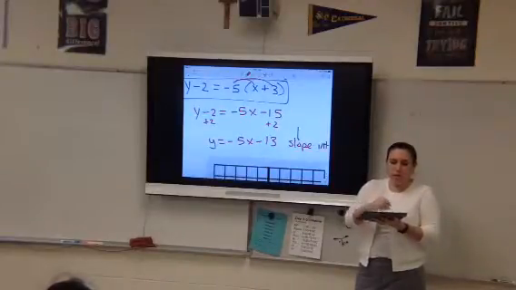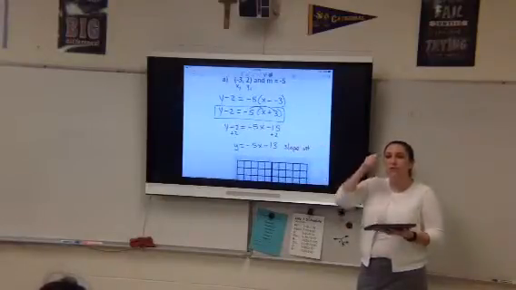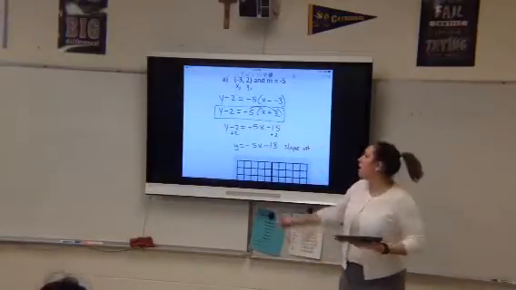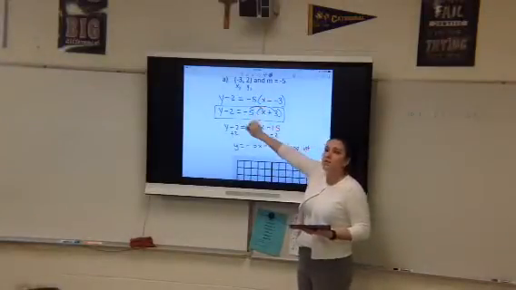The only reason we're doing the red part is because they asked us to graph it. If they didn't ask us to graph it, would we have to do the red part? No. If they just ask for point slope, you're point slope and you're done. If they ask you to graph it, then you go one step further.